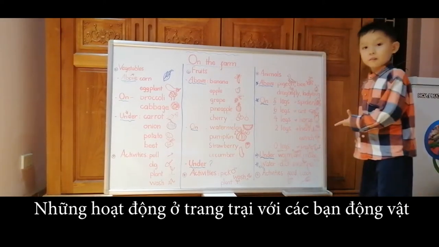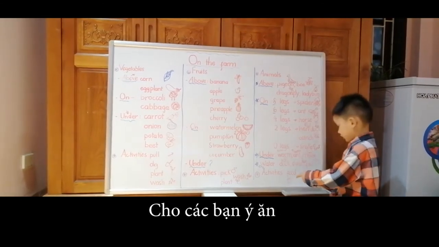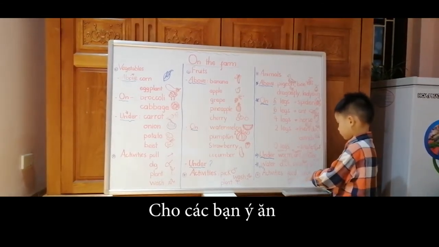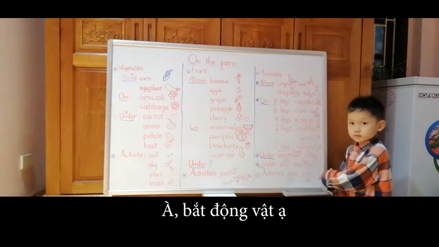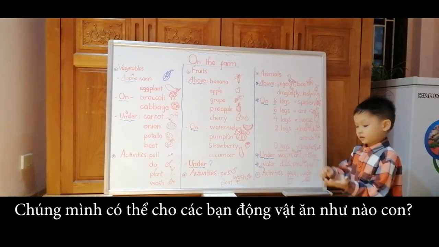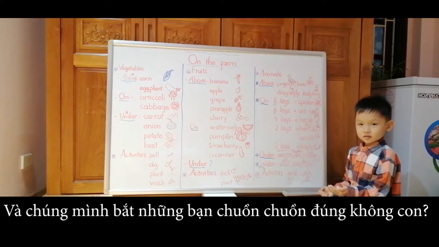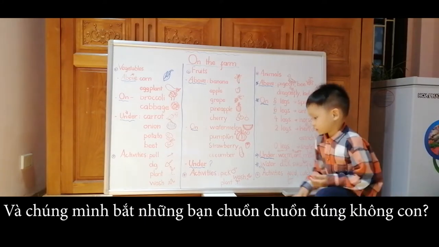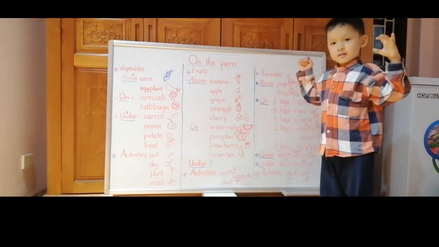Activity on the farm with animal: feed, net, catch. How can we feed? We feed, and we catch the dragonfly.